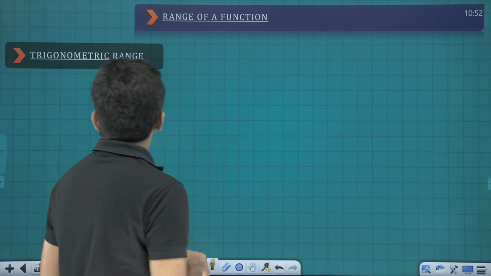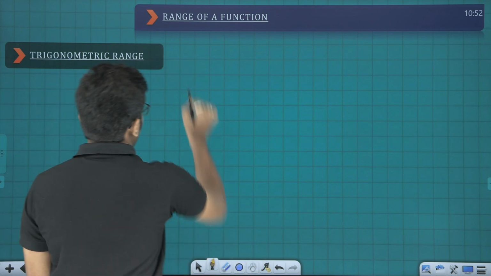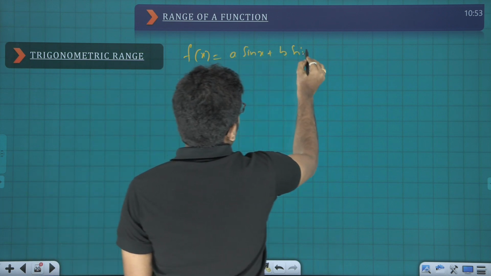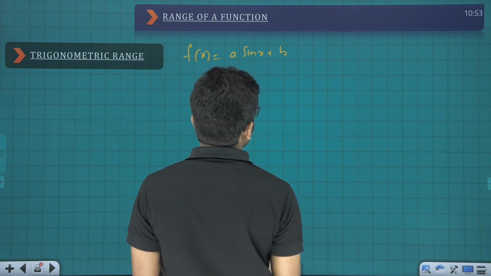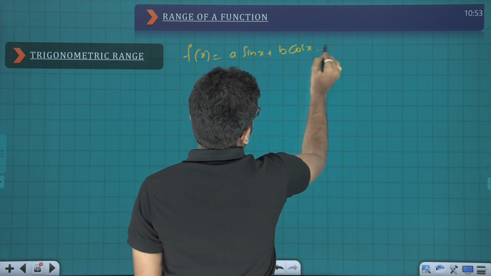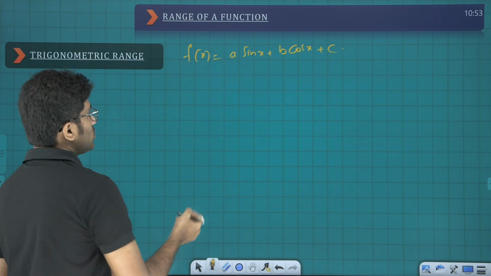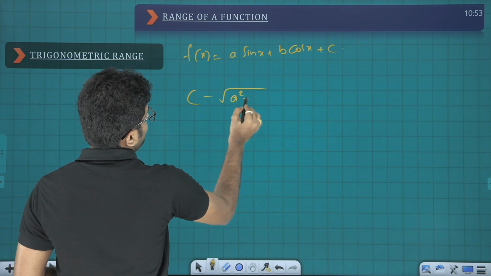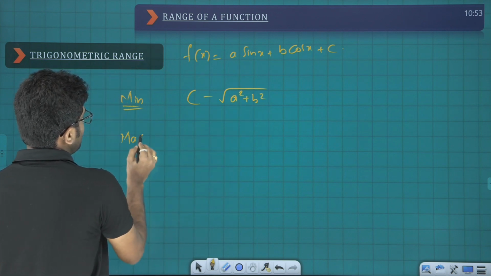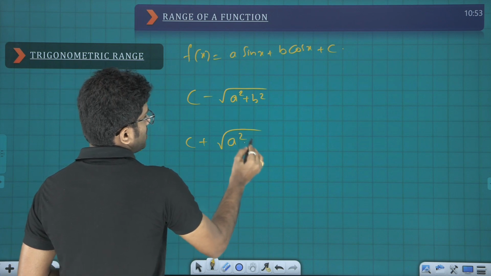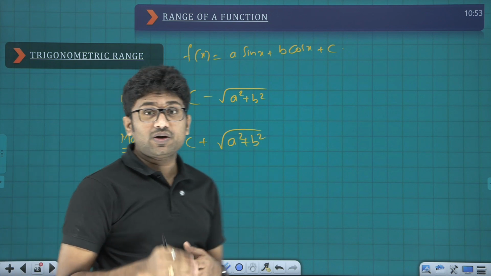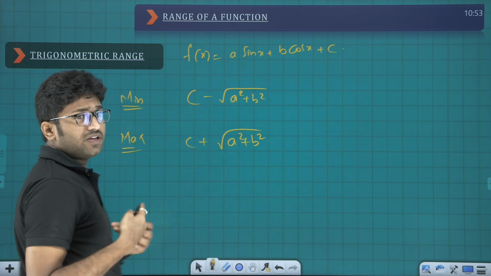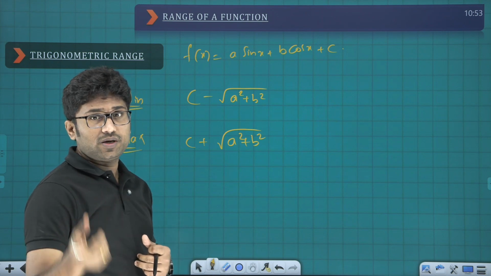Next, trigonometric range. In this, one of the most important common expressions that I would like to give you: f of x is equals to a sin x plus b cos x plus c. This is the range of the trigonometric function which we use many times. The minimum value of this is c minus square root of (a square plus b square), and the maximum value is c plus square root of (a square plus b square). Friends, I remember majority of the times we have discussed this proof in the classroom. So minimum is this, maximum is this. They ask the range from minimum to maximum, closed brackets.